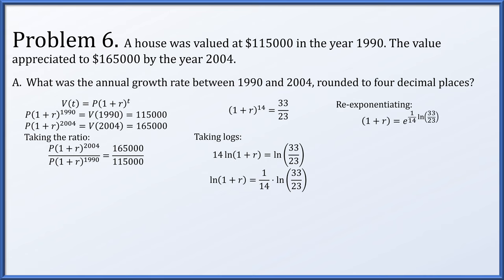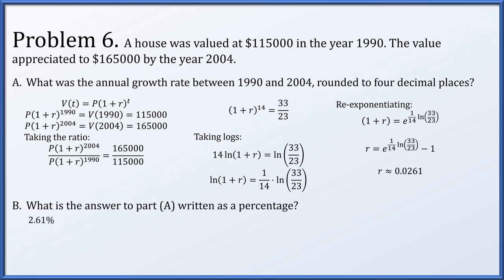And on the left, e to the log of 1 plus r is just 1 plus r. And on the right, we get e to the 1/14 times the natural log of 33 over 23. But now we can solve for r by subtracting 1 from both sides. Computing this on a calculator, r is approximately 0.0261 or 2.61%.